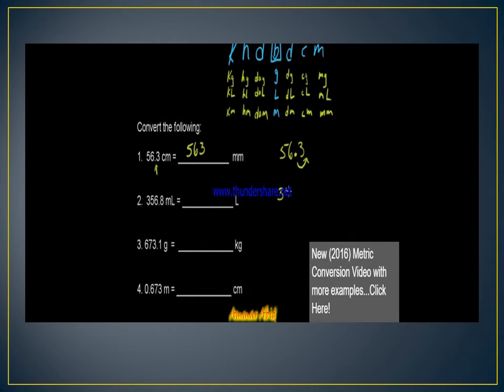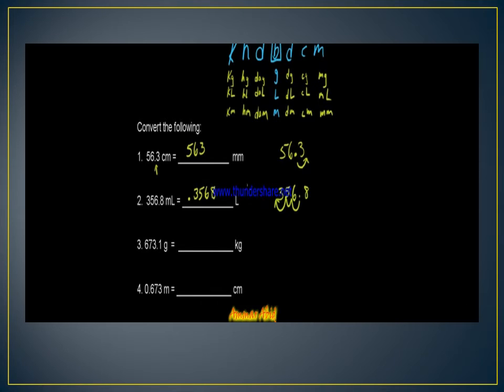I'll rewrite it here so we can take a look at the decimal place movement. 356.8, and we're going from milliliters to liters. So milliliters is right here, and I'm going to go over to liters. I have to move that decimal place 1, 2, 3 to the left. My new number then would be 0.3568 liters.